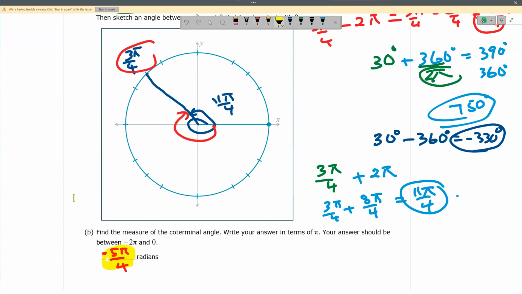All right, so hopefully that makes sense. You can do the other one, the third problem that I did not do, and see if you understand.